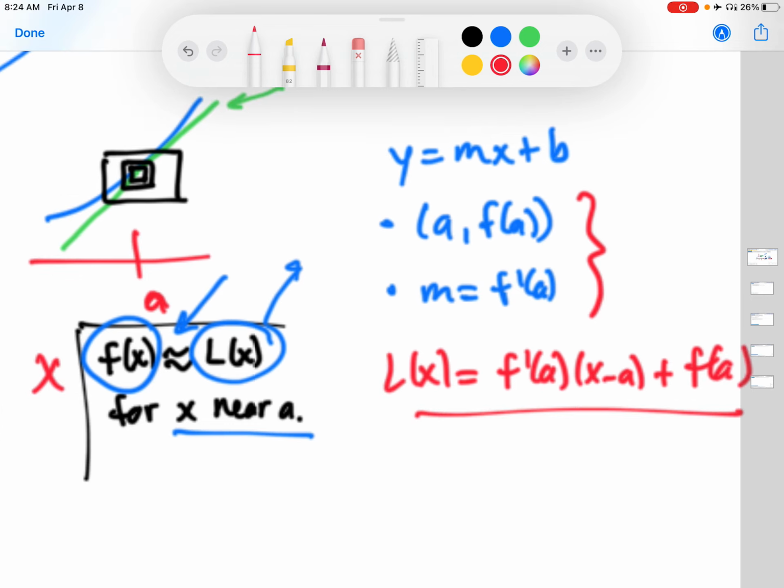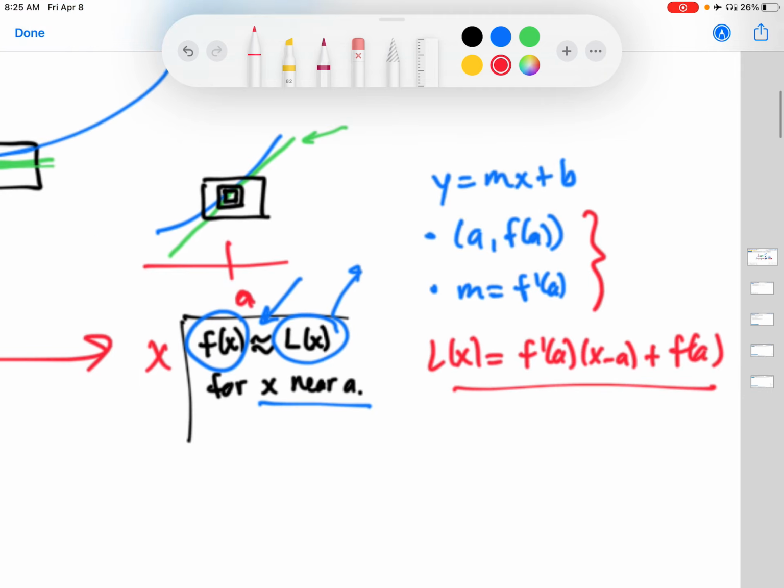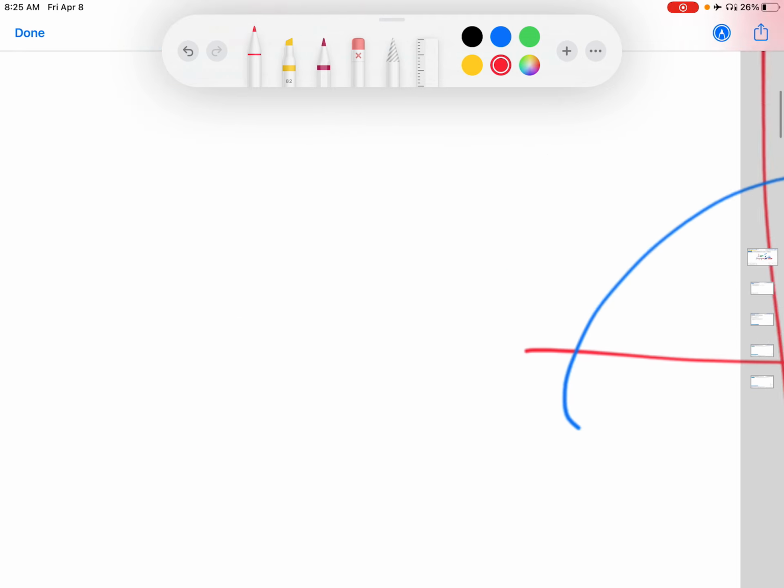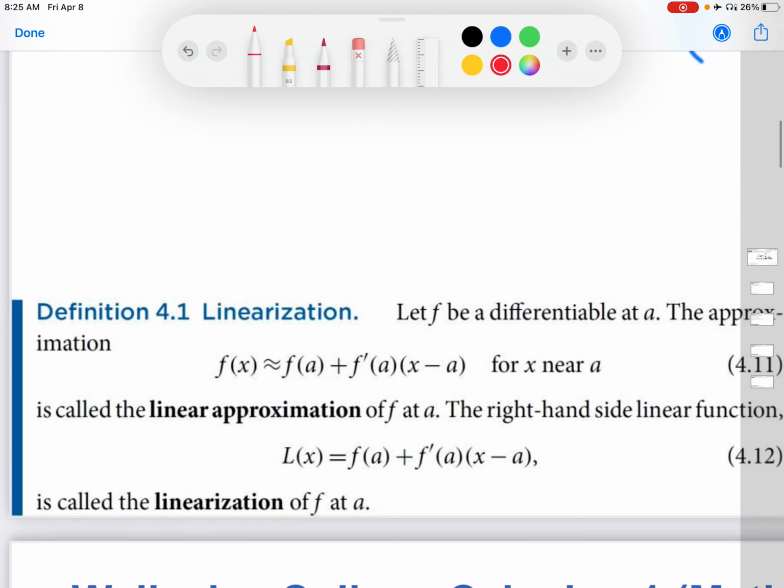The equation of the line that's tangent to f, the graph, at point a comma f of a, at x equals a. Okay, so if we put this together with that, then I'm going to scroll down here to the definition of linearization. There it is. f of x approximately equal to its tangent line. Its tangent line we've been calling, again, L of x.